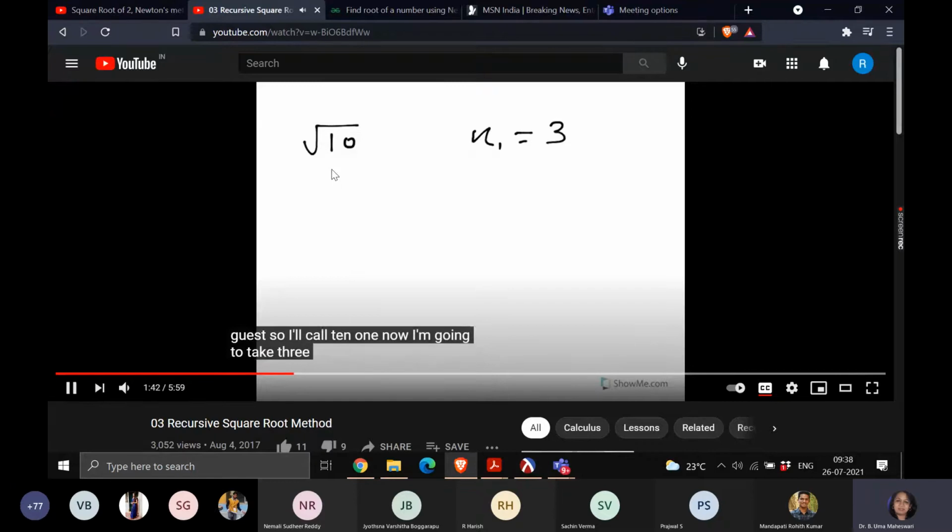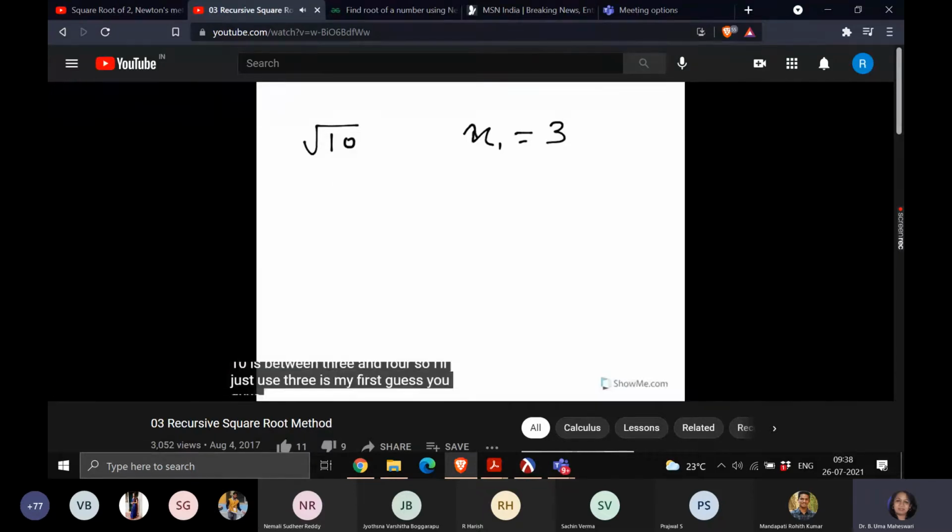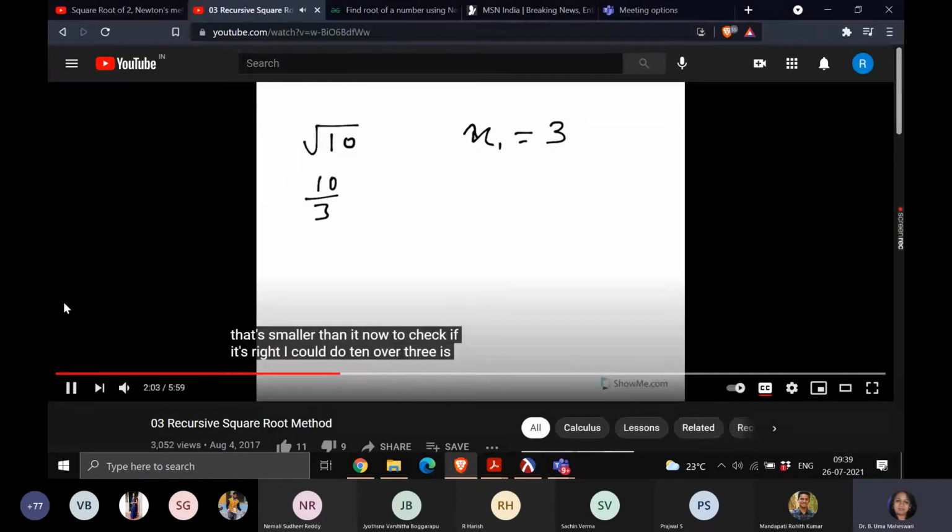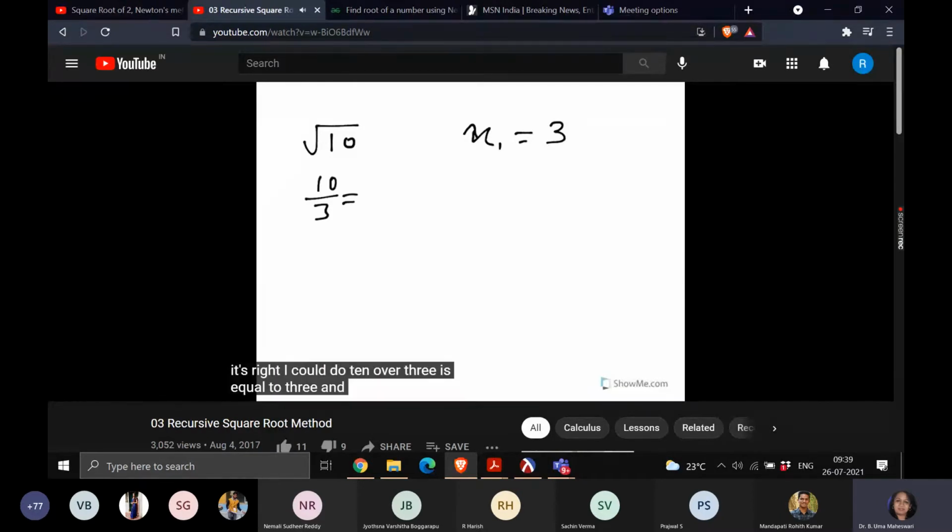We would like to find the square root of 10. The square root of 10 is between 3 and 4, so I'll just use 3 as my first guess. You could have used anything as your first guess, but it's better if you use something close to 10, and I like to use the thing that's smaller than it. Now, to check if it's right, I could do 10 over 3 is equal to 3 1/3. Since 3 1/3 is not the same thing as 3, that means 3 was not the square root of 10. 3 was smaller than the square root of 10. 3 1/3 is bigger than the square root of 10.